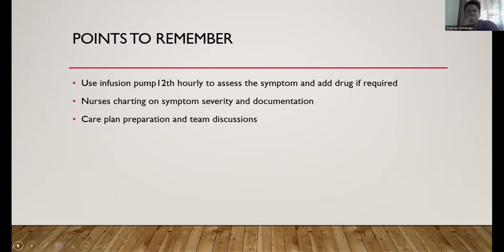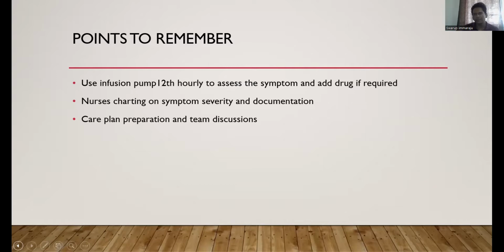So there are a few points to remember. Use an infusion pump, whatever you have, for 12 hours to assess the symptoms. That is more helpful. Take the same case scenario I'm bringing back to you: the patient's performance is very poor, but there are still a few things bothering the patient and the family. That's pain. Number 2, breathlessness. And number 3, the patient is more irritable, not comfortable at all.